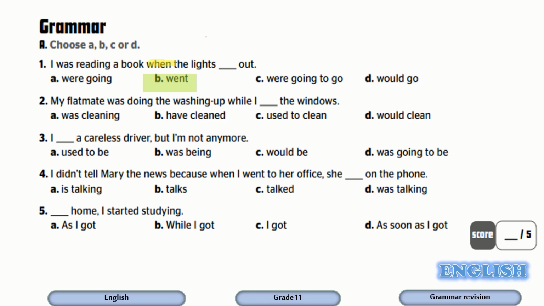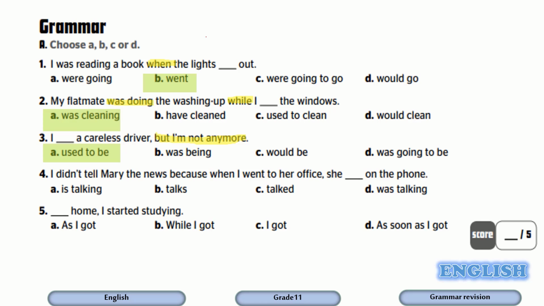Number 2, my flatmate was doing the washing up. So this person was doing the washing up while, so the verb to clean the windows. So these are two actions that were happening at the same time and both were in progress, so the action was cleaning. A careless driver, but I'm not anymore. This phrase shows that the person was talking about something that was permanent in the past, but it changed later. I'm not anymore. And here the answer is I used to be.